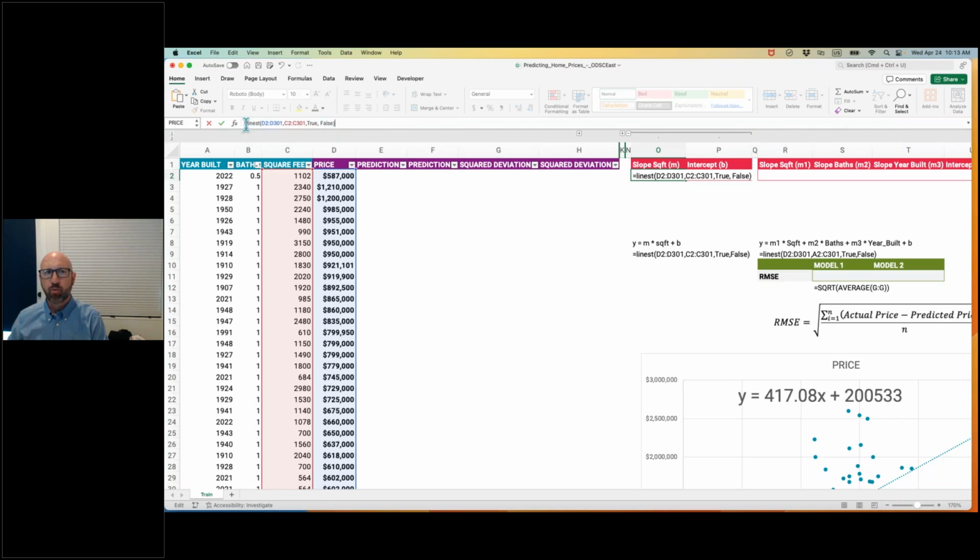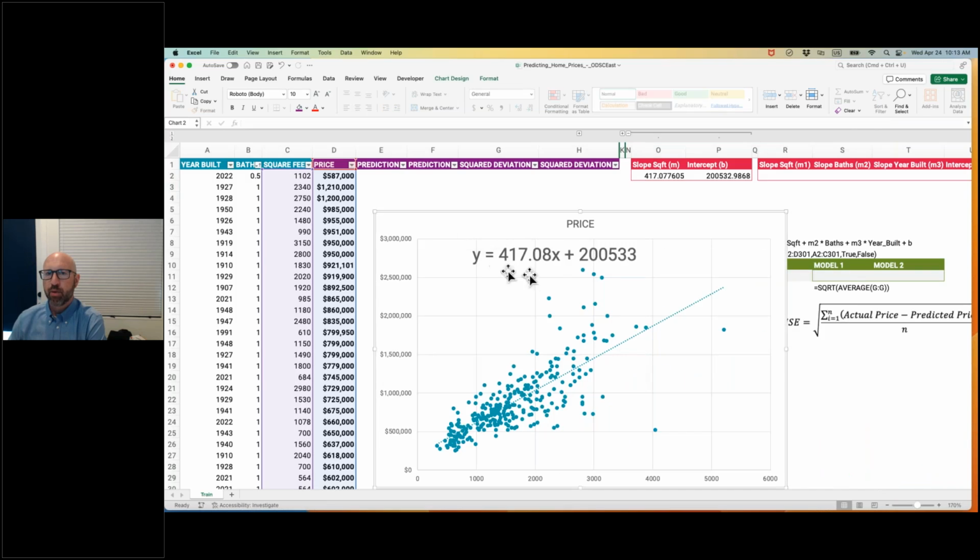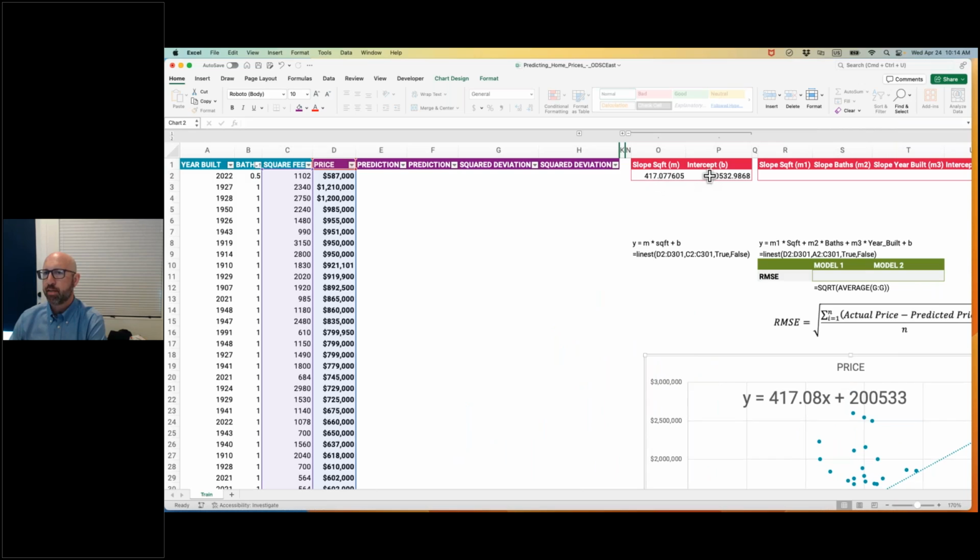So again, equal LINEST parentheses D2 to D301, comma C2 to C301, and then I have a true and a false. And when I do that, it spits out two values, 417 and 200,000. Now notice the equation here is 417.08. This is 417.077. It's the same number that has been rounded. And then this one is 200,532.9, 200,533. So it's the same number that has been rounded. So I have been able to extract this value of M and B just using this LINEST function.